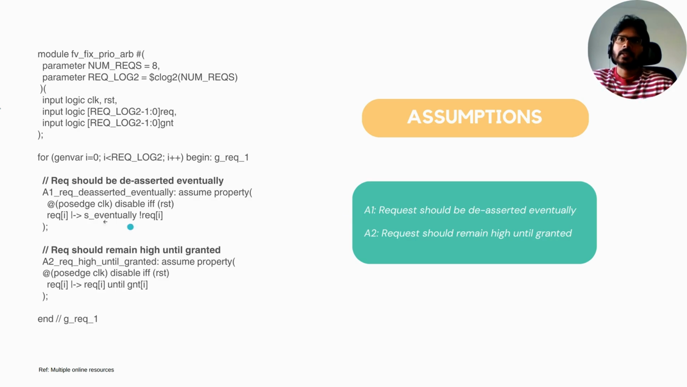A1: request should be deasserted eventually. Within a generate loop, which is ranging from 0 to number of requests, not log 2, it's a mistake, it says for every request I, it should eventually go to negation of request I. It should be deasserted. Second, A2: request should remain high until granted. Request I implies request I until grant I, again for every I. We could use delayed versions of signals and get rid of the keyword until. So wherever possible, it's a good idea to keep very simple expressions.